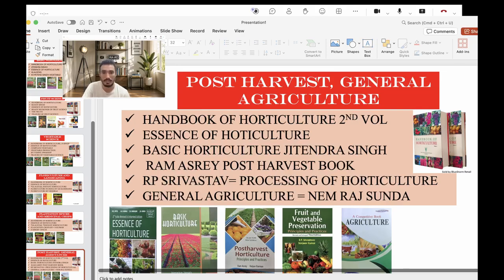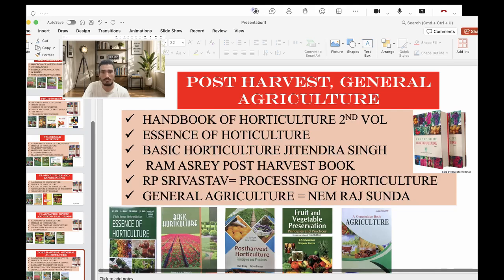In Essence of Horticulture, you will find detailed information on processing as well as handling of these horticulture crops, but you will find it in one-liner form. So it is better to study the handbook and Basic Horticulture in advance before switching to Essence of Horticulture, right? Then there is one more book, written by ICAR scientist Dr. Aram Asris. This is a fabulous and pocket-friendly book. You can complete it in 1 week. This book is totally dedicated to post-harvest handling and storage.